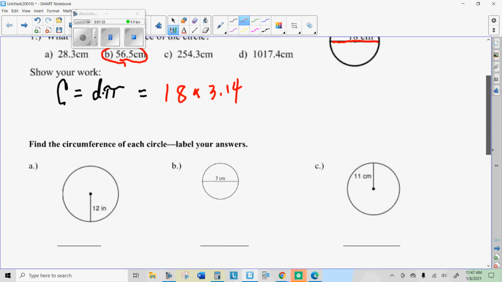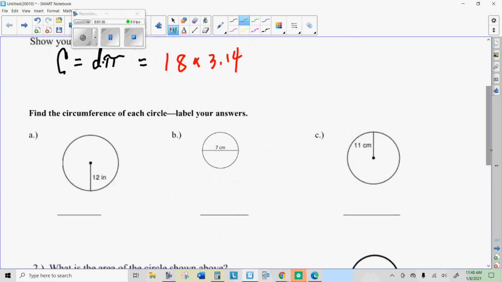Okay, so on these three problems, you're going to find the circumference. Make sure that if you are given the radius, that you double that if you want the diameter. The diameter equals 2 times the radius.